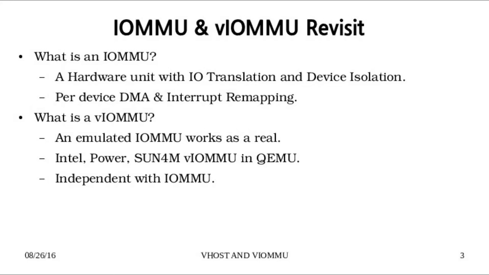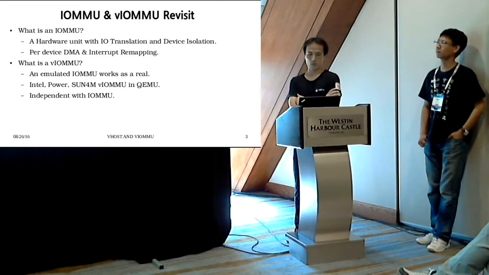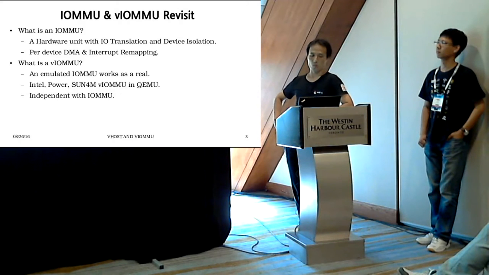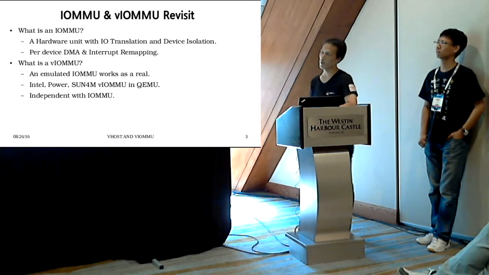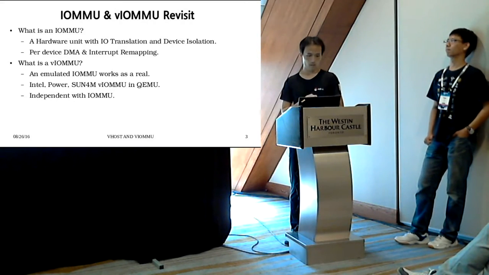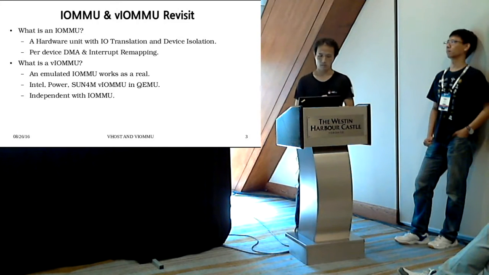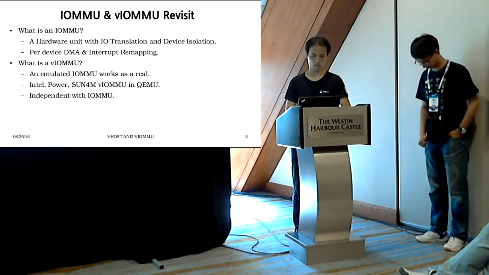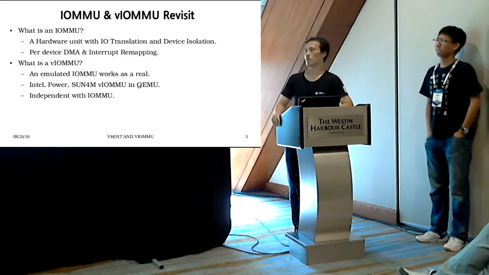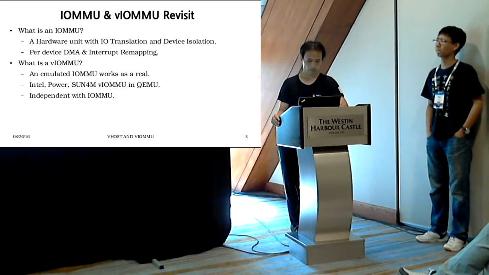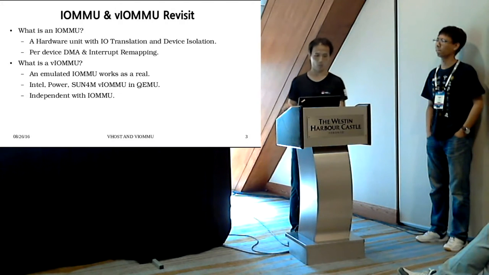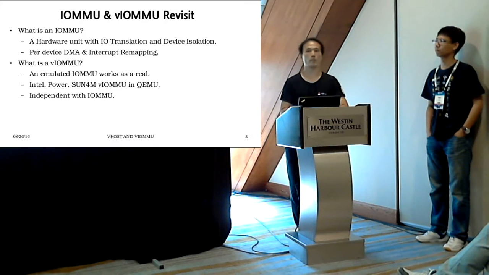Okay, let's have a quick look at the IOMMU and the virtual IOMMU. Basically, IO translation and device isolation is done by a hardware unit, the hardware IOMMU. This is normally achieved through device DMA and interrupt remapping. A virtual IOMMU is normally an emulated IOMMU, which works as if it's a real one. Currently, we have Intel, Power and some other virtual IOMMUs in QEMU, which are supported or partially supported right now. The only thing I want to emphasize and clarify is that there is no dependence between a hardware IOMMU and a virtual IOMMU. In other words, you don't need a hardware IOMMU to launch a VM with a virtual IOMMU.